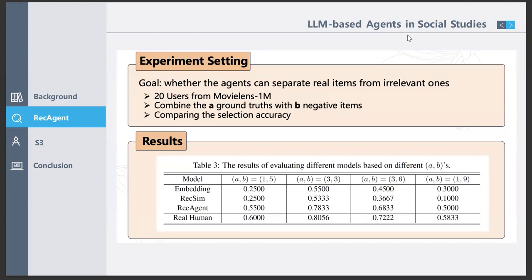In another experiment, we want to demonstrate whether the agent can generate reliable behaviors. In this setting, we focus on a discriminative experiment. That is, we present the agent with one positive item and several negative items, and we would like to see whether the agent can select the positive item from all the items. In the figure presented in the following, we can see the first two lines are traditional simulators without IRM-based agent, and the third column is our simulator. And the last one is the real human performance. We can see our simulator, RecAgent, can perform better than RecSim and embedding in this experiment. And although it does not surpass the real humans, the margin is not that large.